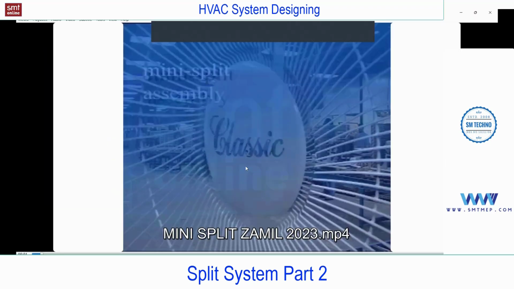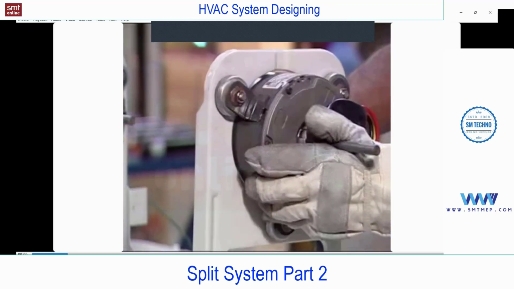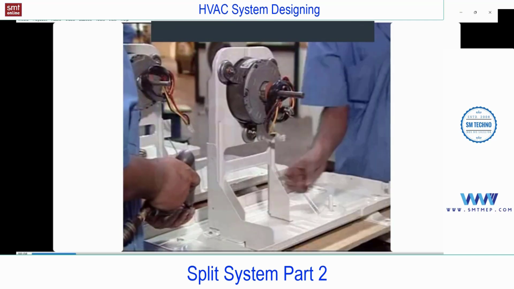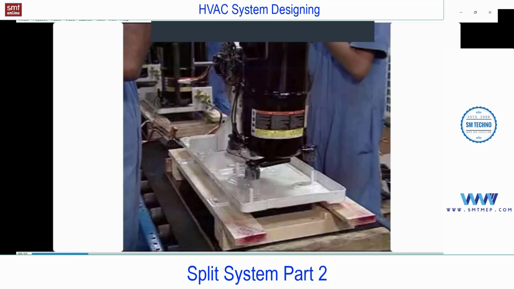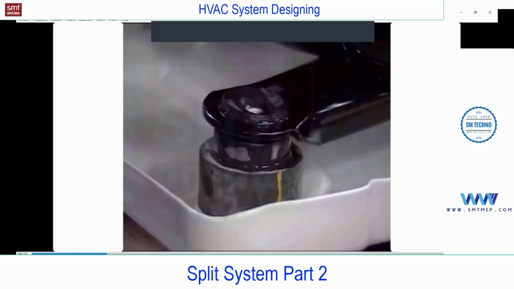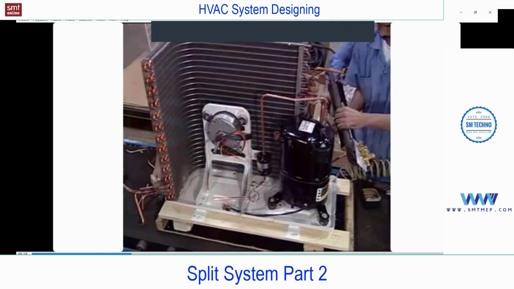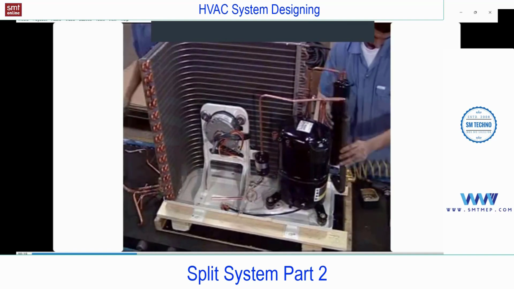All previous processes feed into the mini split assembly line, where indoor and outdoor units are assembled and tested before packing. This is a condenser fan motor of outdoor unit. Starting with the base pan, here is a compressor, and you can find these isolators, this rubber, to reduce the vibration. Condenser fan with support, compressor, condenser coil, and interconnecting copper tubes and coil guards are added. You see, this is a condenser coil.